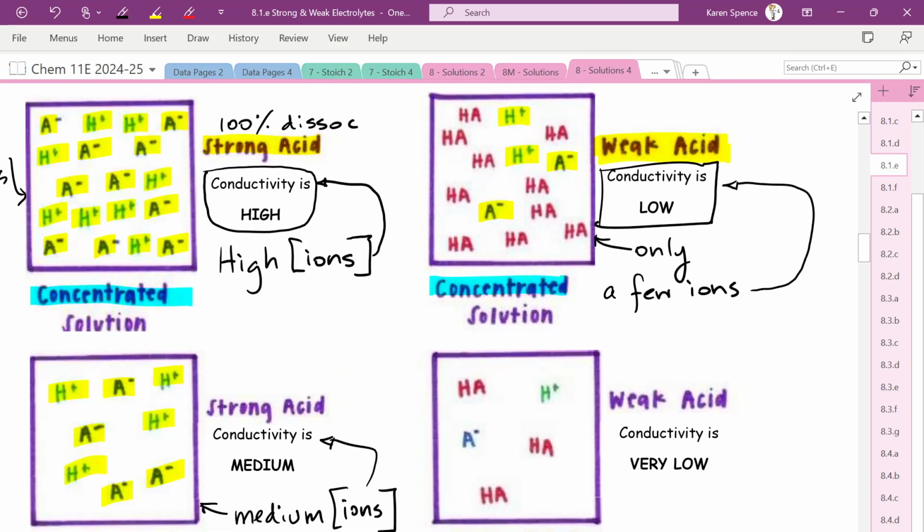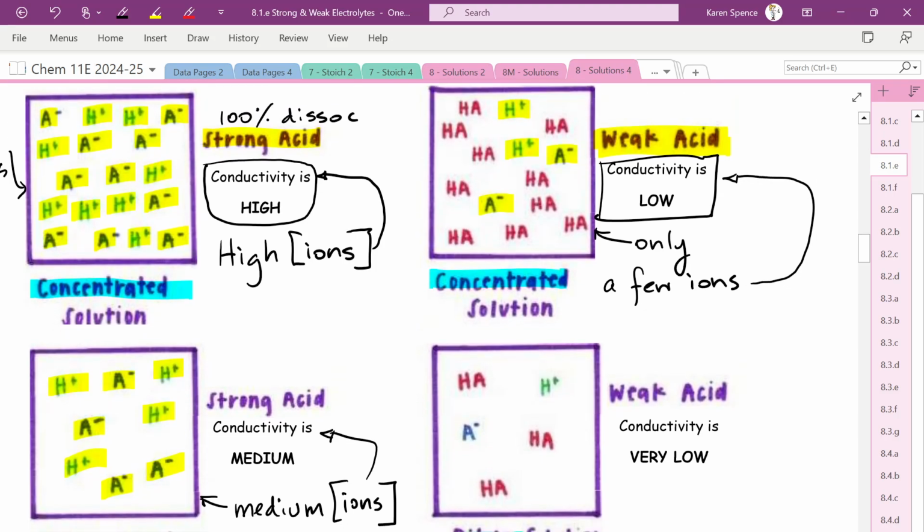And if we have a weak acid, do you remember what happened when we went from the 1 molar acetic acid to the 0.1 molar? What was the 1 molar like? The 1 molar was we had a light bulb and it was fairly dim. But then we had the 0.1 molar. And what happened with the light bulb then?